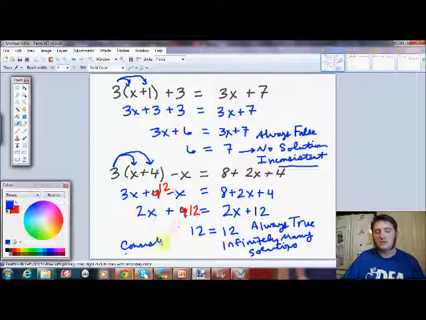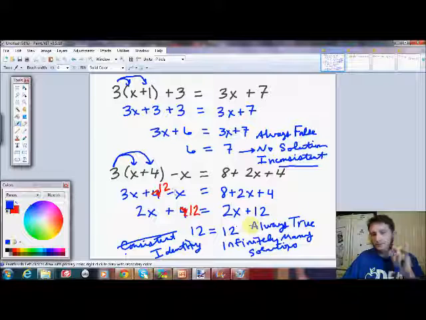So if this one's inconsistent, this one would be consistent. But we're going to use the word identity here. Okay? It is consistent dependent, but I'm not going to worry about making you all use that correctly. So just say it once. It's consistent because it has a solution. It's dependent because there's more than one. Alright, so that's good. We figured out which is which.